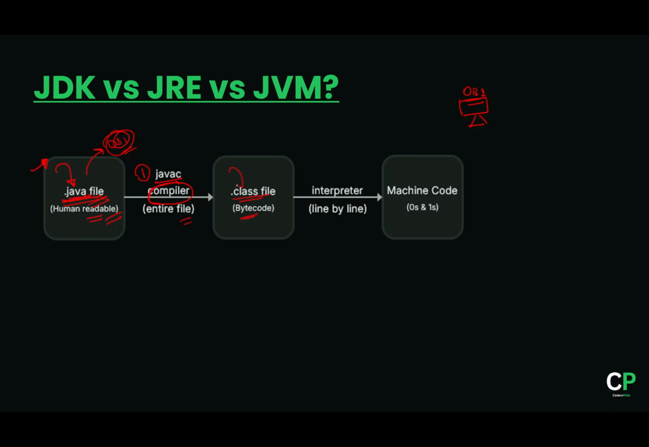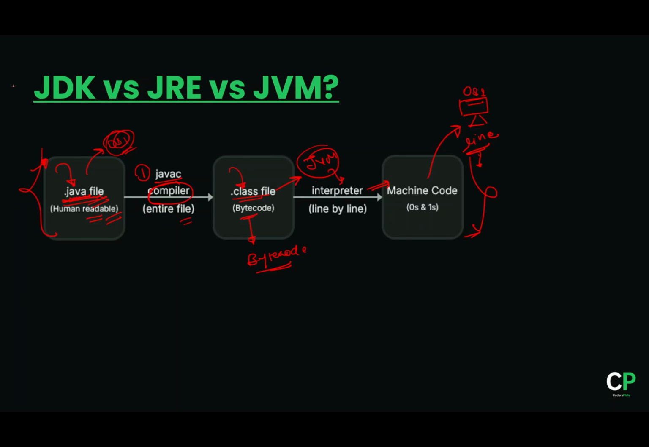This is an intermediate form. This is not the machine code like zeros and ones. This is the intermediate form, and it is also known as bytecode. Now the JVM takes this .class file, interprets it line by line, converts it into the machine code and executes it line by line. For more detail, you can watch my previous video in which I explained the in-depth working of the Java program.